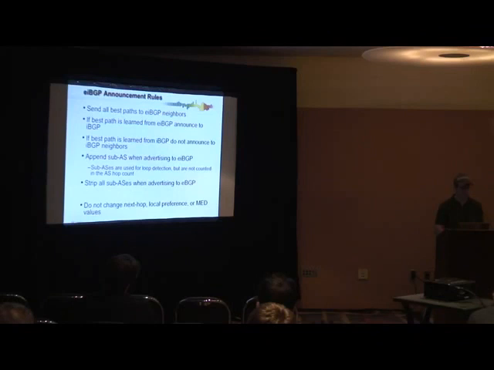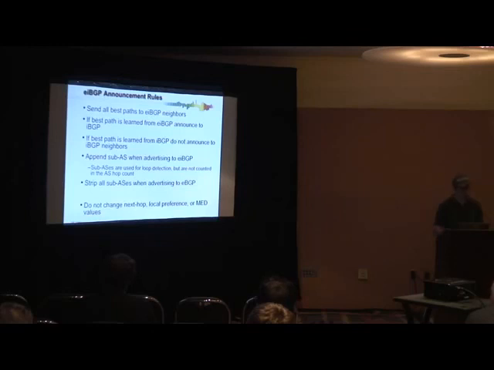So the rules for EIBGP announcements. Send all best paths to EIBGP neighbors. If a best path is learned from EIBGP, announce it to the IBGP. If a best path is learned from IBGP, do not announce it to other IBGP neighbors because you have a full mesh there. Append your sub-AS to the AS path when advertising to EIBGP, although these don't count in the AS path length. They do count for loop detection.